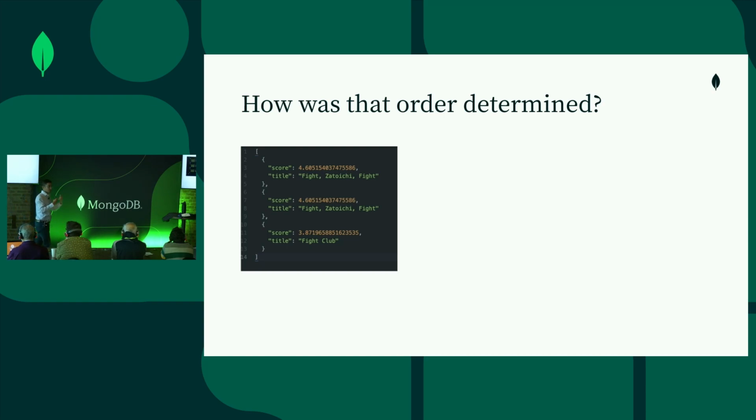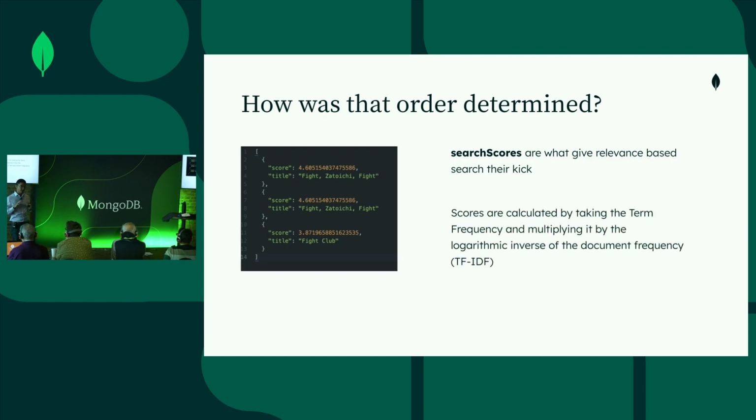How is the sort order determined? The core of that in search, or any relevance-based search technologies you might be familiar with, is called search scores. This is what gives relevance-based search their special thing. If any of you are interested in how that gets computed, it's a pretty nice mathematical formula. There's a lot on Wikipedia and in papers out there. It's called term frequency and inverse document frequency.